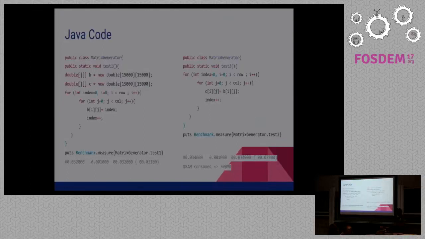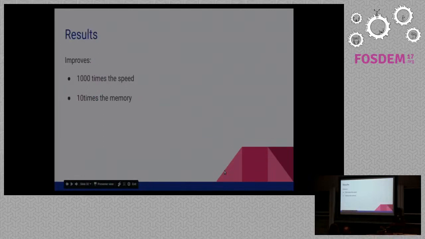I do a similar thing in Java, and for this the time required is 0.031 seconds, and when we have two arrays, it takes 0.033 seconds, and the RAM consumed is 300 MB. Hence, speed is improved 1,000 times, and memory is improved 10 times. This is actually speed-wise better than JRuby, but memory-wise not as good as JRuby. JRuby takes less memory, but speed is slower.